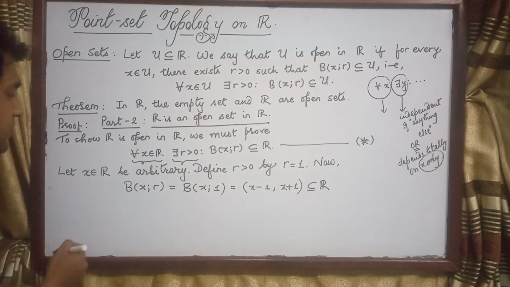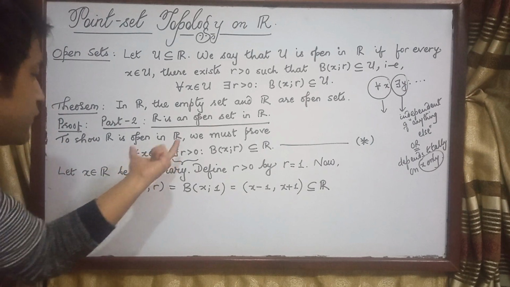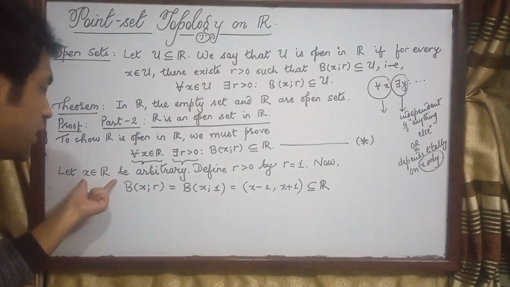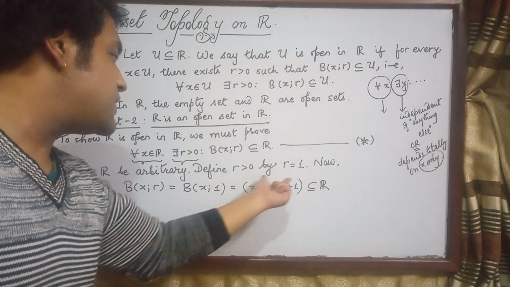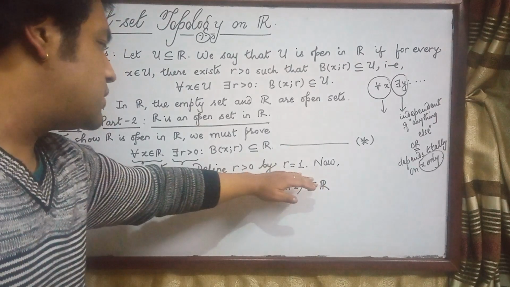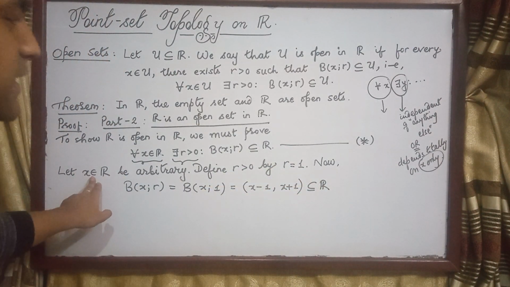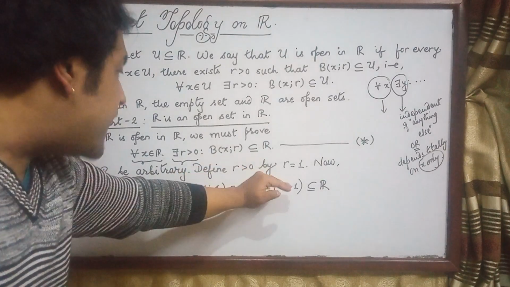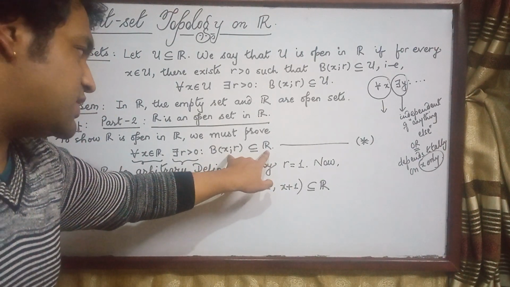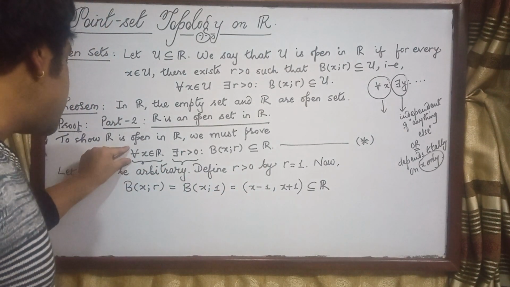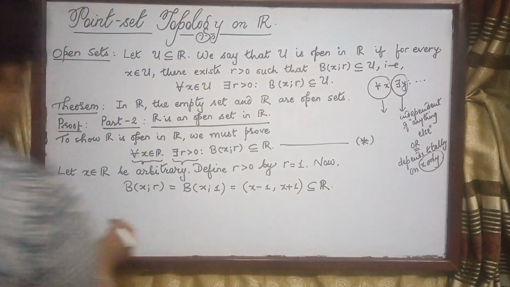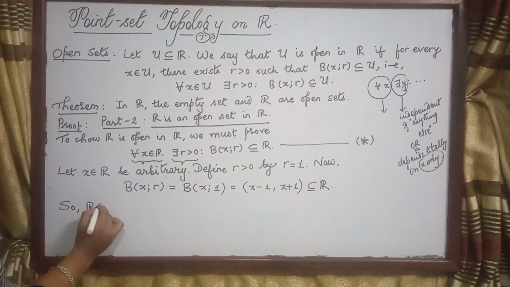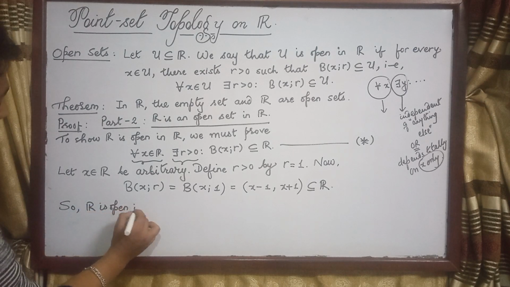So let's look at the proof. To prove this statement, we need to choose any x belonging to R, then define R greater than 0 as something which is a constant or whose value depends only on x, and then after doing all that, we need to show that this statement holds, which we have done. So the proof of this statement is complete. So we can say R is open in R.